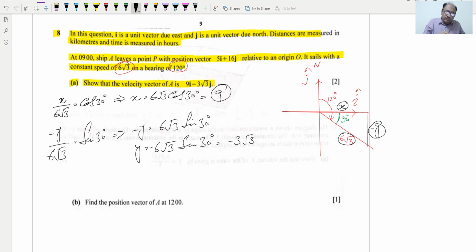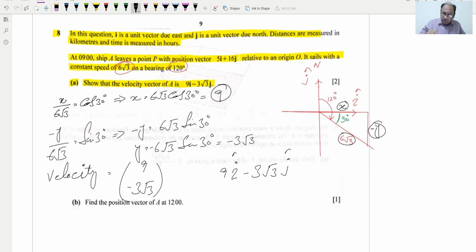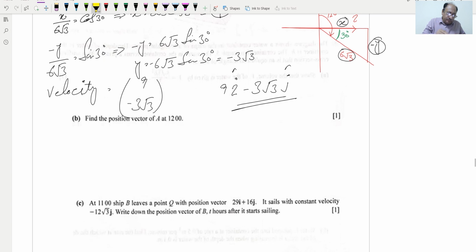Now the velocity will be equal to: the x component is 9 and the y component is minus 3 root 3. In i and j format, we can write 9i minus 3 root 3j, and this is what we were supposed to prove. This is done. And the b part says find the position vector of A at 12.